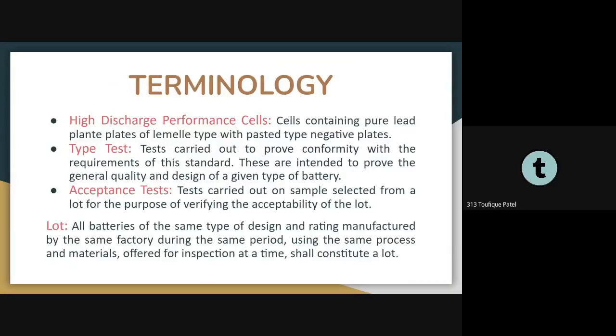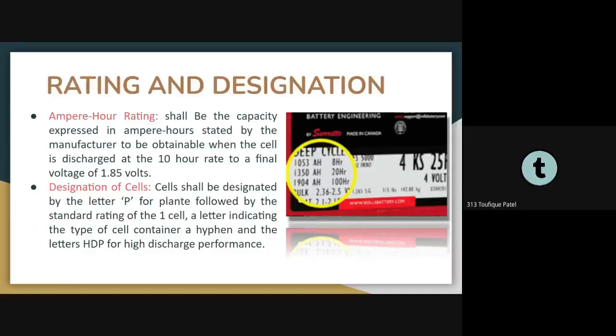Second is type test. Tests carried out to prove conformity with the requirements of the standard. These are intended to prove the general quality and design of a given type of battery. Acceptance tests. Tests carried out on a sample selected from a lot for the purpose of verifying the acceptability of the lot. So lot here means all batteries of the same type of design and ratings manufactured by the same factory during the same period using the same process and materials offered for inspection at a time shall constitute a lot.